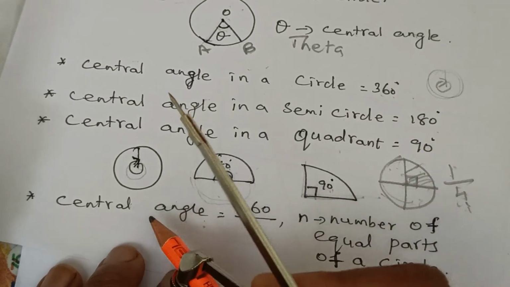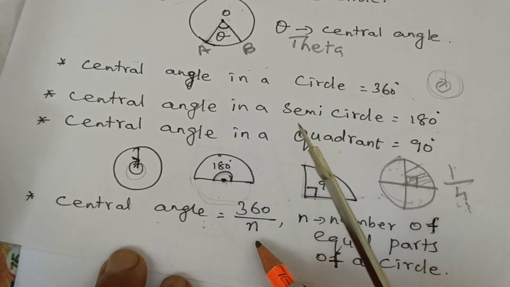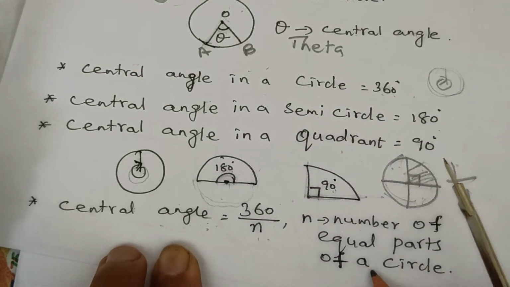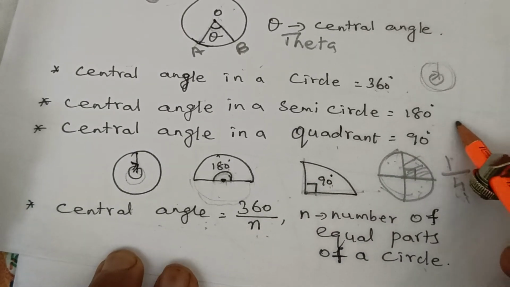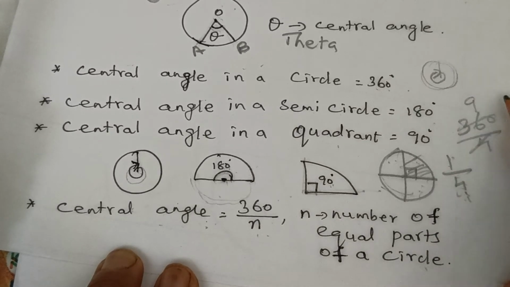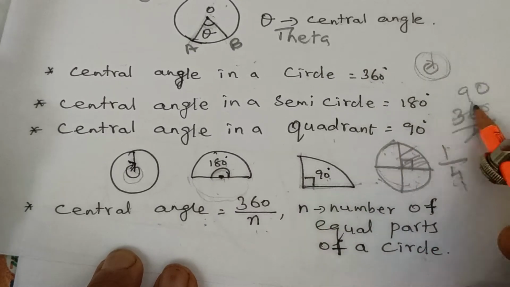So in general, the formula to find central angle is 360 divided by n. What is this n? Number of equal parts of a circle. It is divided into 4 parts. You see 1, 2, 3, 4. So you divide 360 by 4. We cancel. We get 9 4s are 36, 90 degrees. So that is why angle in a quadrant is 90.